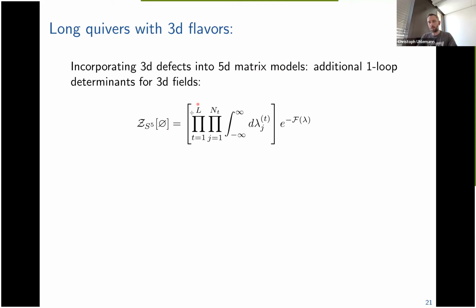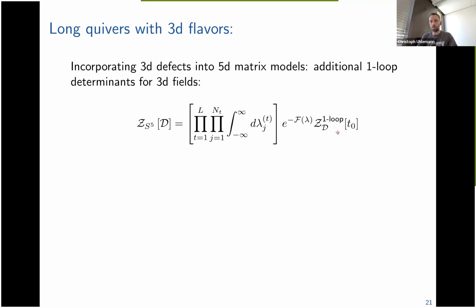If we write the 5D matrix model as an integral over all the different gauge nodes and the 5D integrand, the only thing we have to take into account for these extra 3D degrees of freedom are the one-loop fluctuations around this localization locus, which are added by the 3D degrees of freedom. So that's basically the object we need to study, and the slight generalization is what we need to figure out how to deal with.